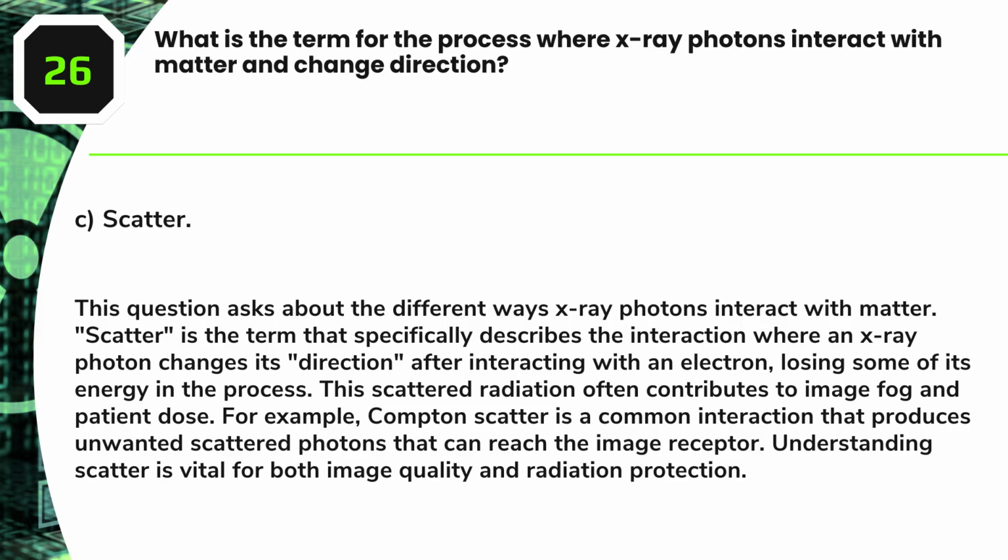This scattered radiation often contributes to image fog and patient dose. For example, Compton scatter is a common interaction that produces unwanted scattered photons that can reach the image receptor. Understanding scatter is vital for both image quality and radiation protection.